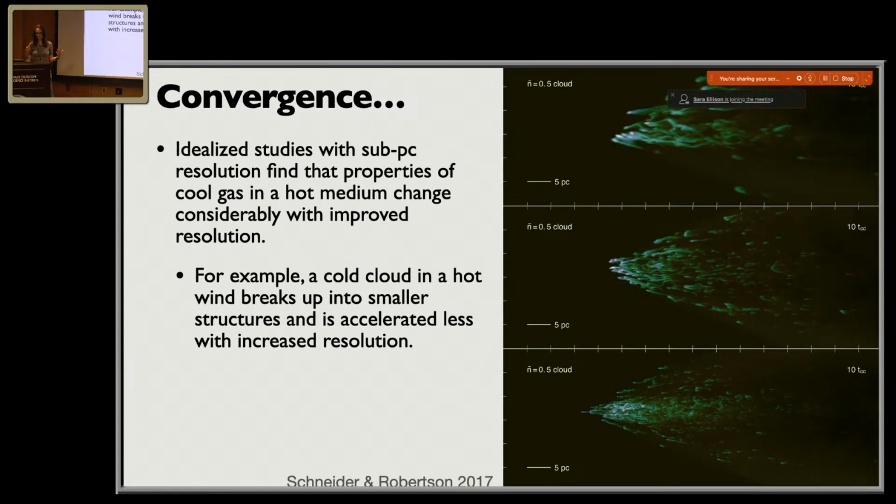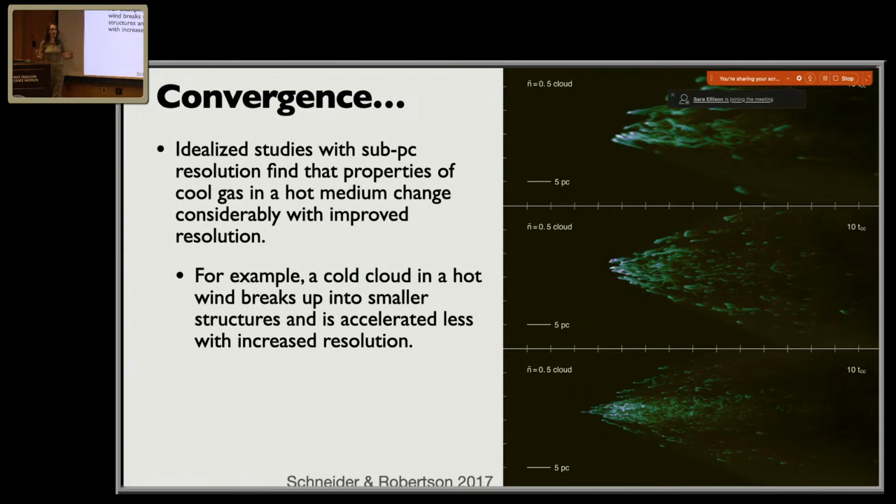So we try to incorporate this in our simulations, but even with these idealized simulations, this is a cold blob living in a wind tunnel at sub-parsec resolution. Even there you can see as you go to higher resolution, this cloud gets destroyed by the oncoming wind, but it gets destroyed into more pieces. And if you look at the front of this cloud, you're also seeing that the acceleration is different.